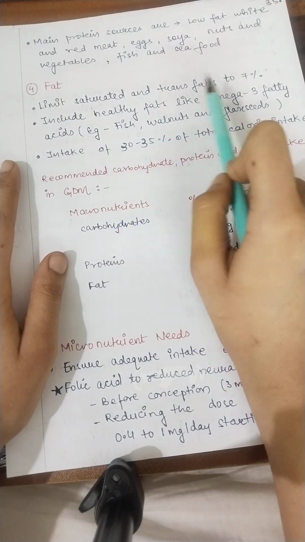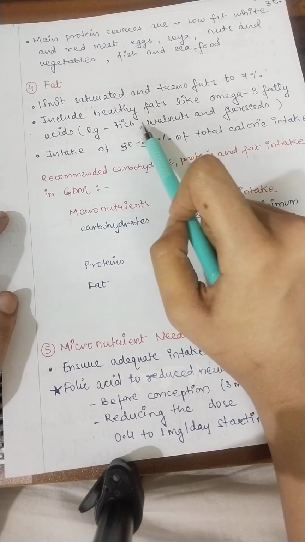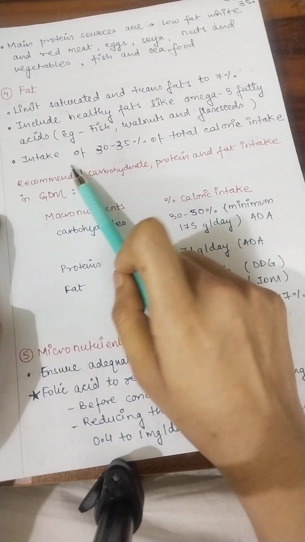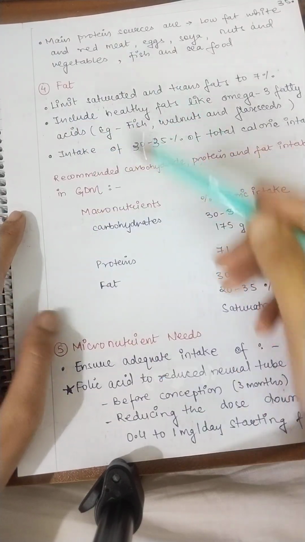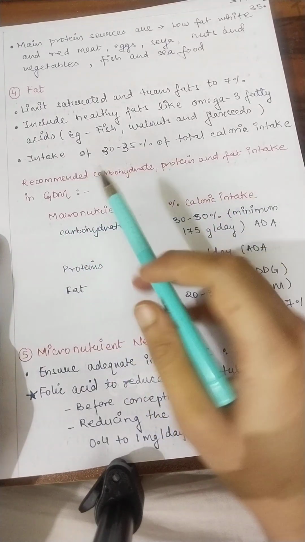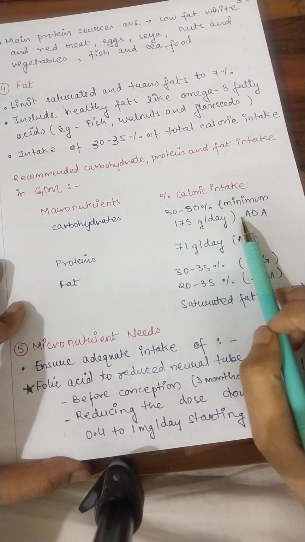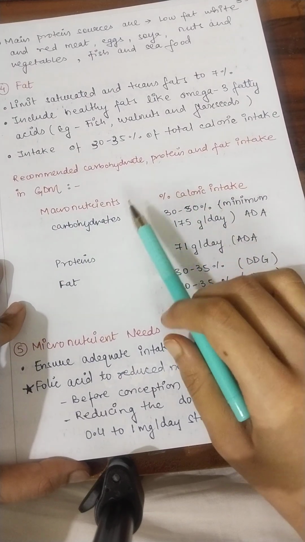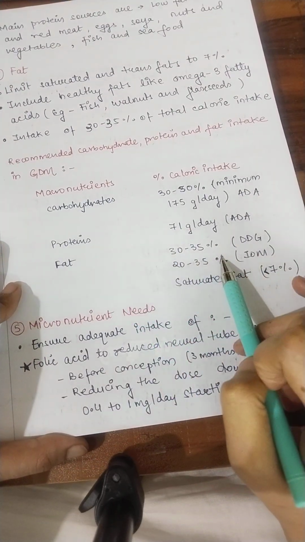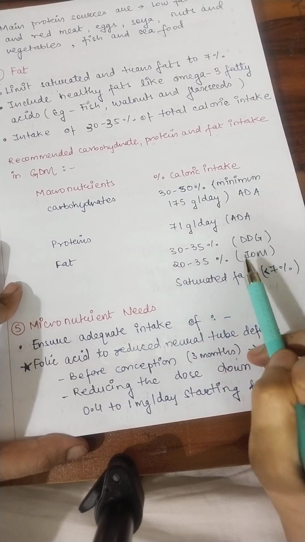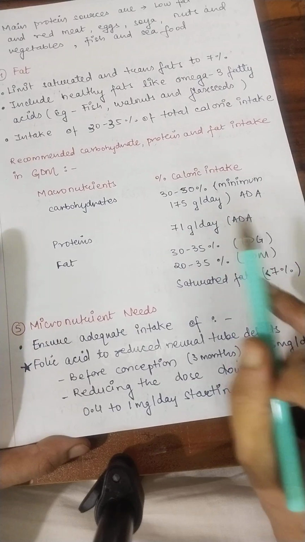Fat: limit saturated and trans fats to 7%. Include healthy fat like omega-3 fatty acids, fish, walnuts, flax seeds. Intake of 30 to 35% of the total calorie intake will be filled by fat. And the recommended macronutrients advised by the ADA: carbohydrate should be 175 gram per day, protein should be 71 gram per day. Fat 30 to 35% according to DGA and 20 to 35% according to IOM, and saturated fat should be less than 7% of the total fat.